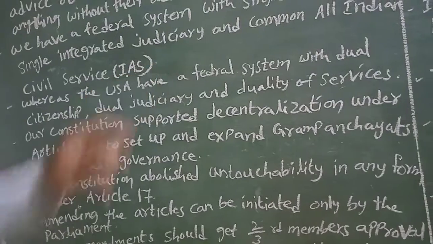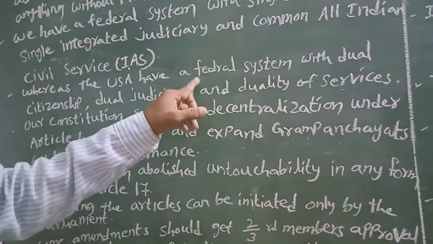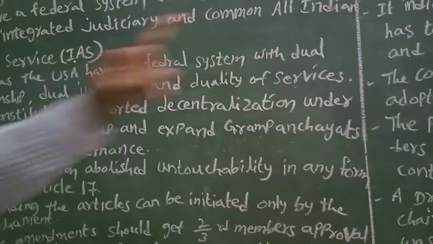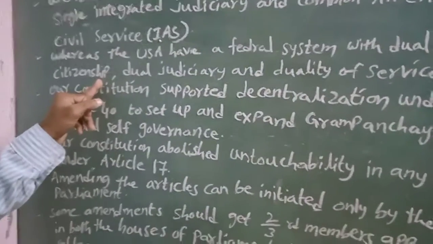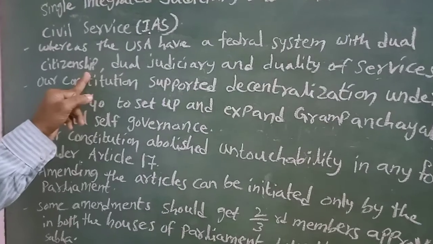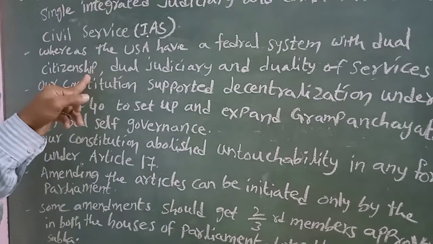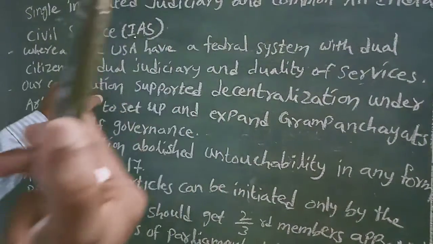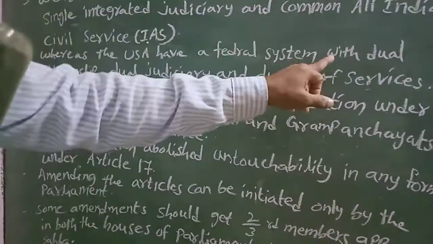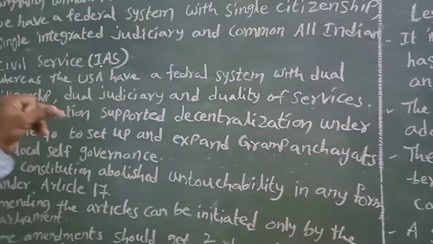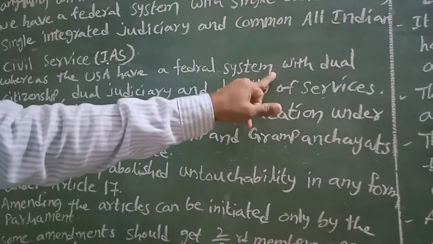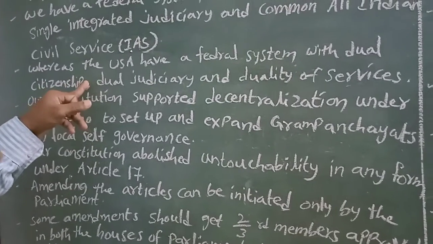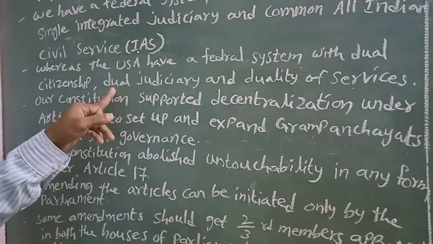In contrast, the USA has a federal system, quite the opposite, with dual citizenship. Dual citizenship means one state and the country. Now in our country there are 28 states and 8 union territories. In America there are 50 states, which is why there is dual citizenship: one state citizenship and, at the same time, country citizenship.